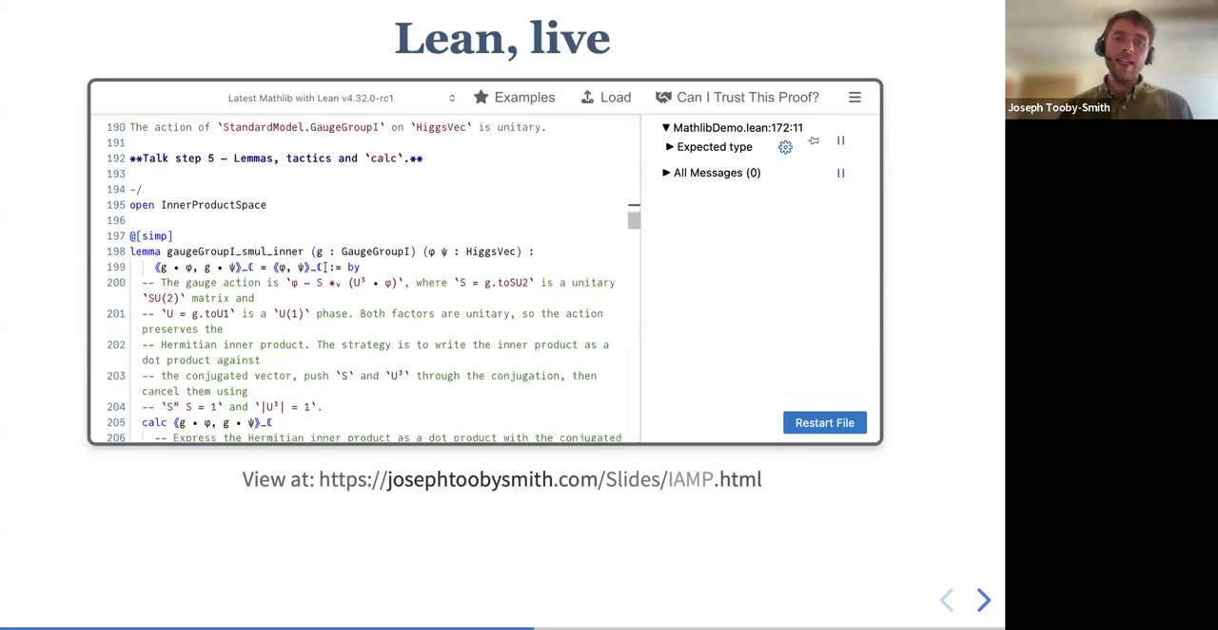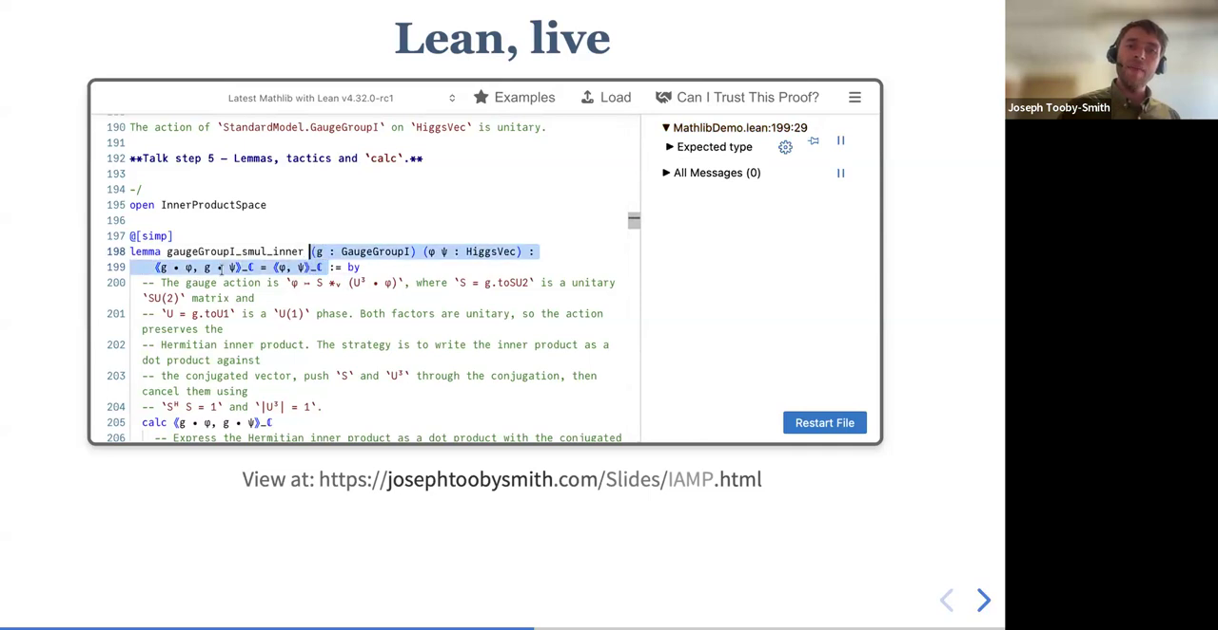And I want to write down and prove this theorem here. This theorem states that this action acts unitarily on these Higgs vectors with respect to the inner product on the Higgs vectors. And this is kind of the general form of a lemma in Lean. So you've got the statement here, and you've got some input variables here. You could think of them as part of this if you wanted to.